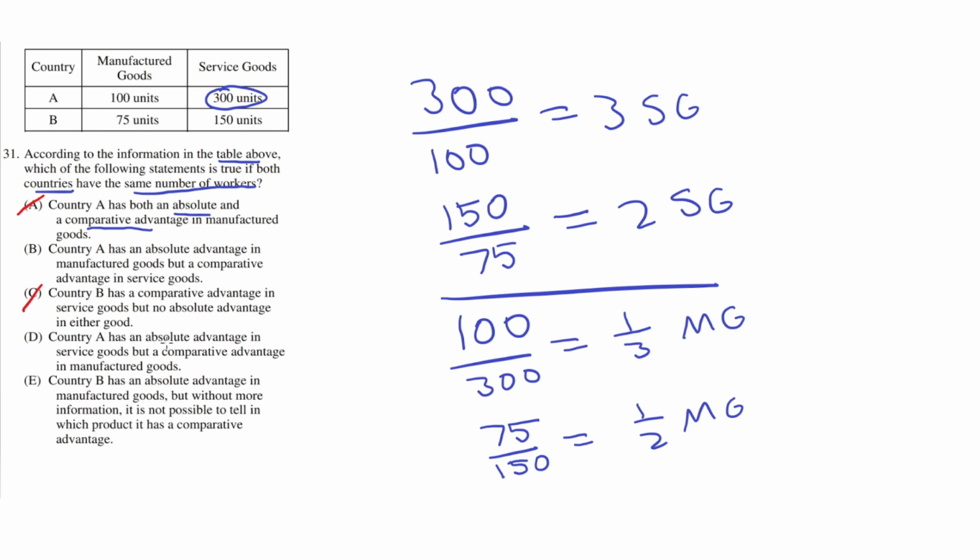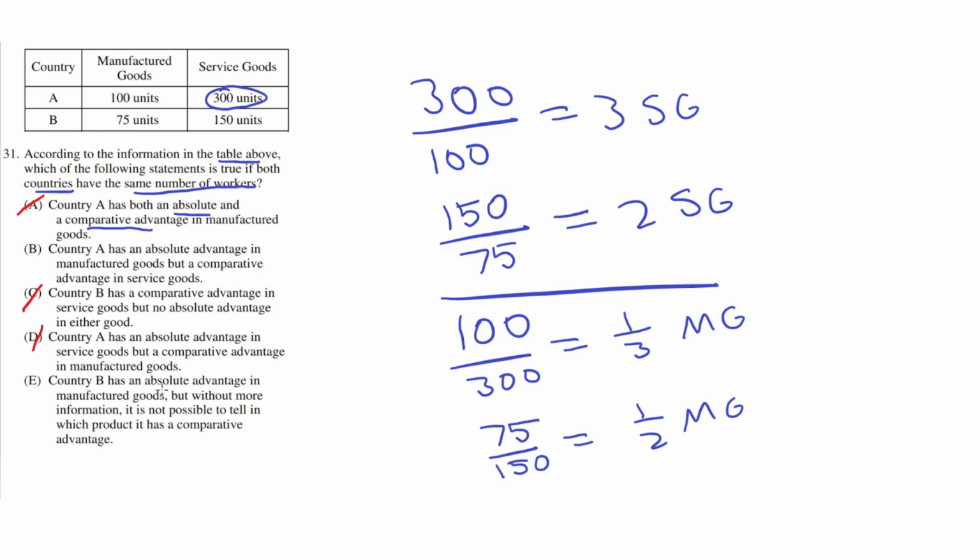D. Country A has an absolute advantage in service goods, but a comparative advantage in manufactured goods. This is incorrect because although they do have an absolute advantage in service goods, they don't have a comparative advantage in manufactured goods, because country B can produce manufactured goods for 2 service goods, but for country A, it costs 3 service goods. Therefore, country B can produce it for a lower opportunity cost, and they have a comparative advantage in manufactured goods. So D is incorrect.